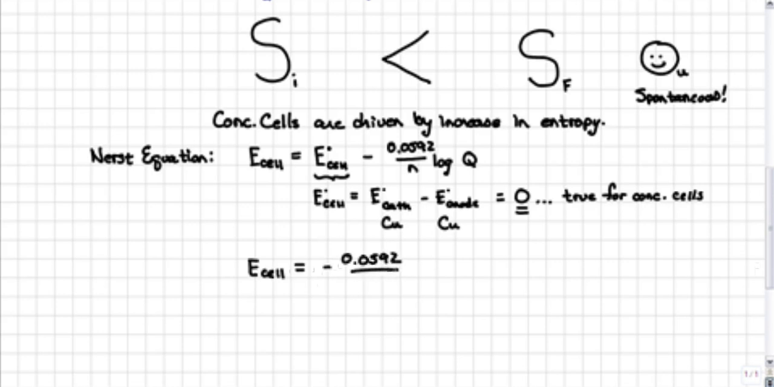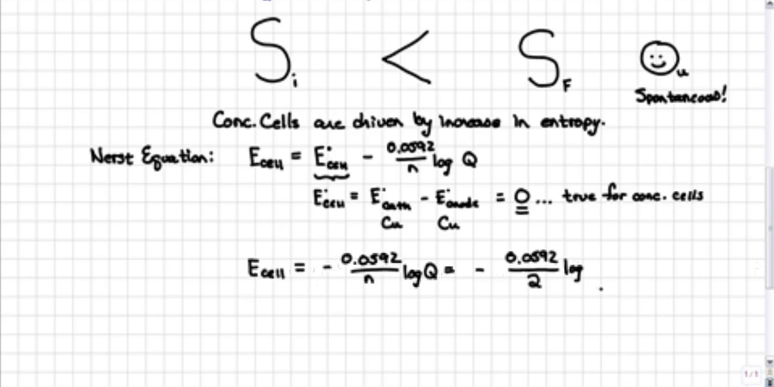0.0592 divided by n times the log of Q, which we can apply quite nicely now to our process, where it will be equal to a negative 0.0592. If you look at the net cell reaction, and obviously in this case it's copper being both oxidized and reduced, the number of electrons, actually n in this case, is equal to 2 in the case of this concentration cell. And then we have the log. Now, the log of what? We have to get this right.